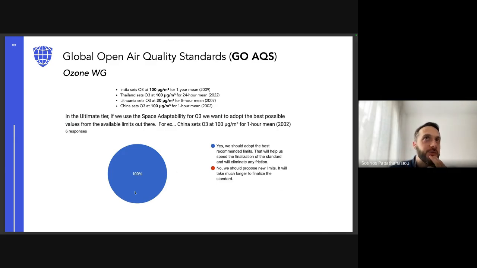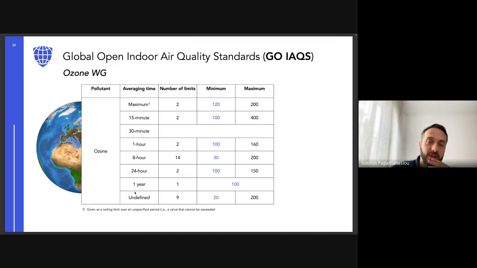I think we have to consider again creating a ceiling limit for ozone as well, rather than having those average limits, because, based on the literature, the numbers that we can see in most cases are around 100 micrograms per cubic meter or 50 ppb, let's say.